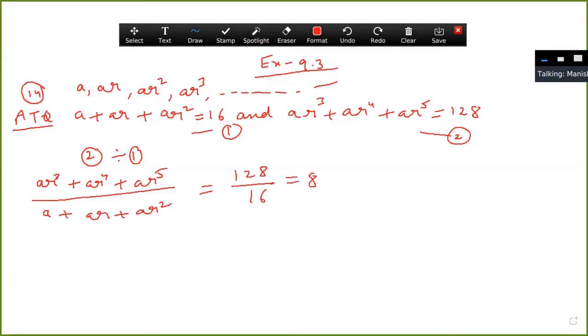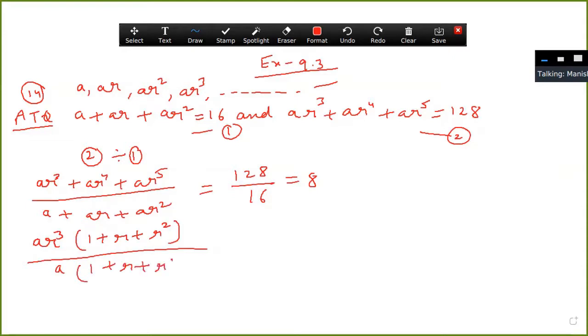And this, you can write like this. Take ar cube common; you will get 1 plus r plus r square. Now in the denominator, taking a common, that is 1 plus r plus r square, that is equal to 8. Now you can cancel it, a by a you can cancel. R cube will be equal to 8, and this 8 can be written as 2 to the power 3. If powers are equal, then what does this imply? Bases should be equal. Then the value of r will be equal to 2.